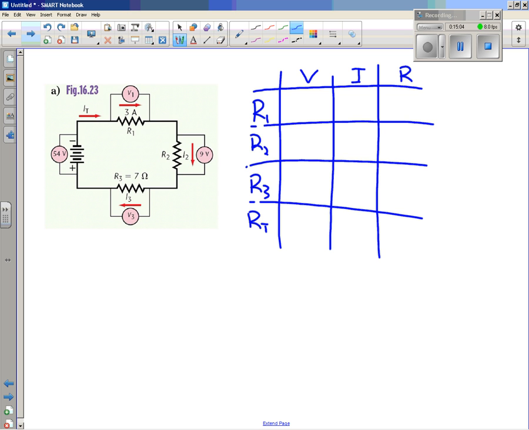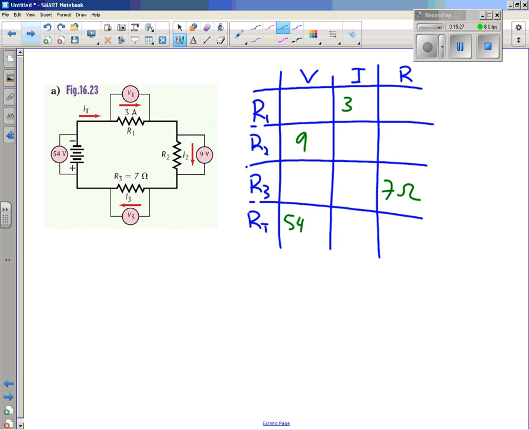It gives me some things to begin with. It gives me the total voltage, it's 54 volts. It gives me the current in R1 is 3 amps. And it gives me that the resistance on R3 is 7 ohms. One more thing, 9 volts on R2. There we go. I think I got everything now.